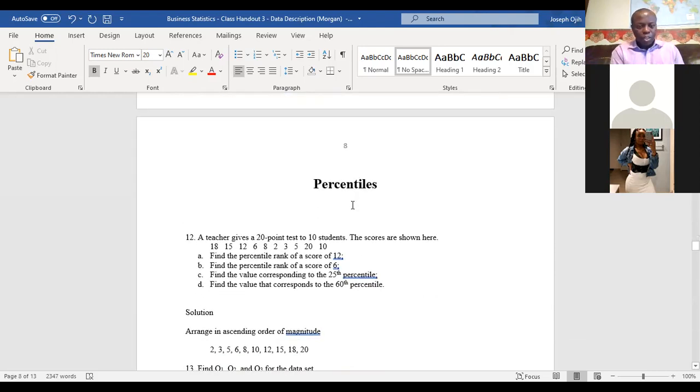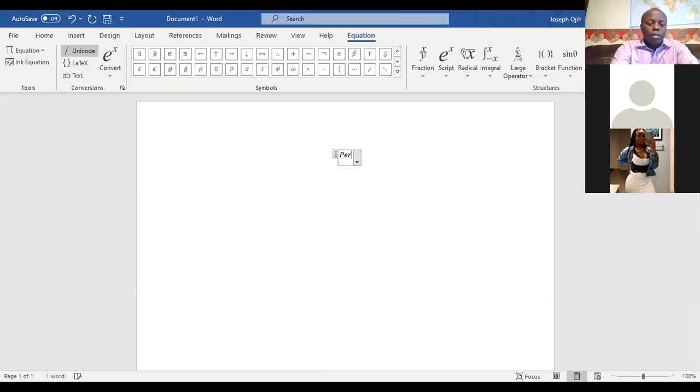Now, for this one, two things we calculate: the percentile rank and the actual percentile. For the percentile rank, we use this formula. Let me take you to the book. The percentile rank, okay. The formula is rank equals, maybe we'll type it in.